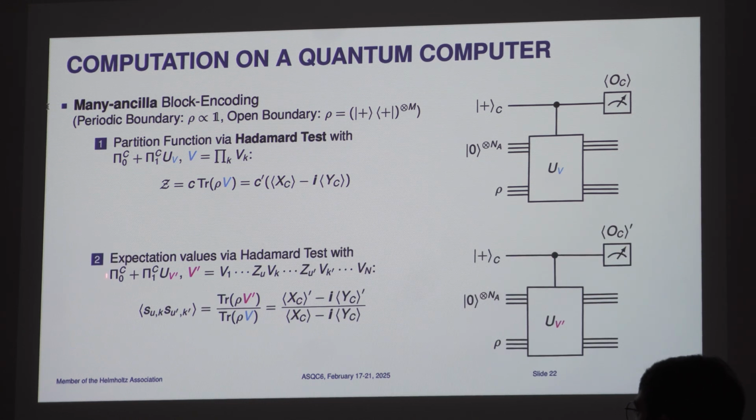Similarly, we can do this also for correlation functions. So now we also add Z gates in between products of our transfer matrices, which also does not change the normalization of our block encoding, since these are unitary matrices. And so what ends up happening is that we have a very simple relation between the correlation functions as a ratio of traces, which can be rewritten as fractions of observables in our two circuits.